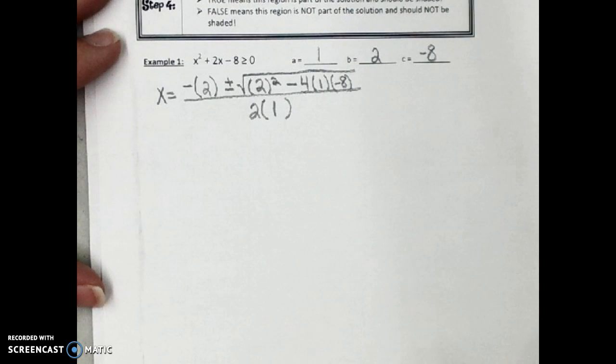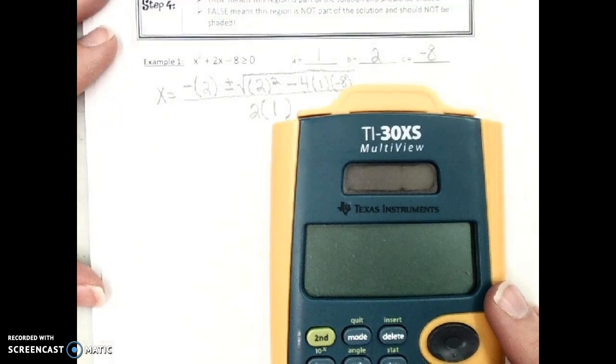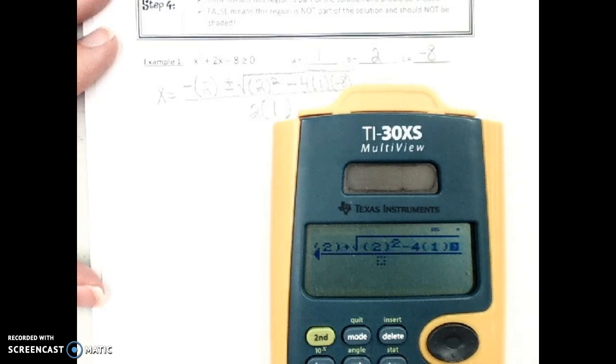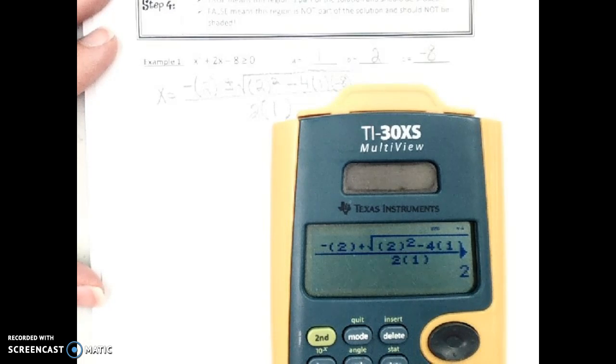As we learned in class, we're going to now use our calculator to make this easier for us. So at this point, you want to get your calculator. You want to make sure that you do N over D button first. Now you type in what you see, negative 2 in parentheses, plus, because you can't do plus and minus at the same time, square root of 2 squared minus 4ac, all over 2a. Hit enter. 2 is your first answer here.